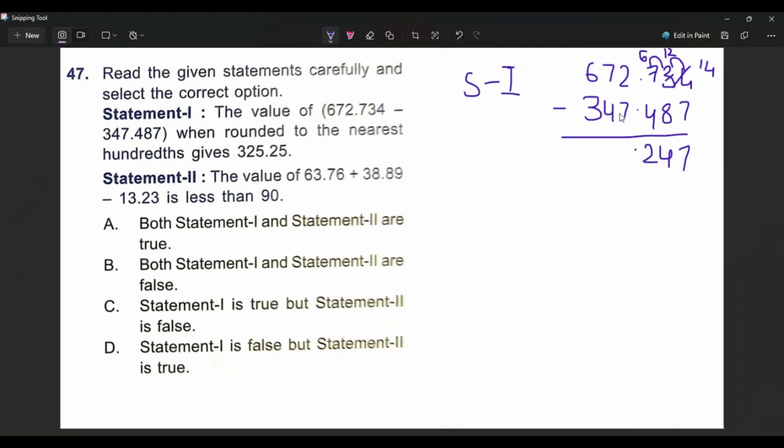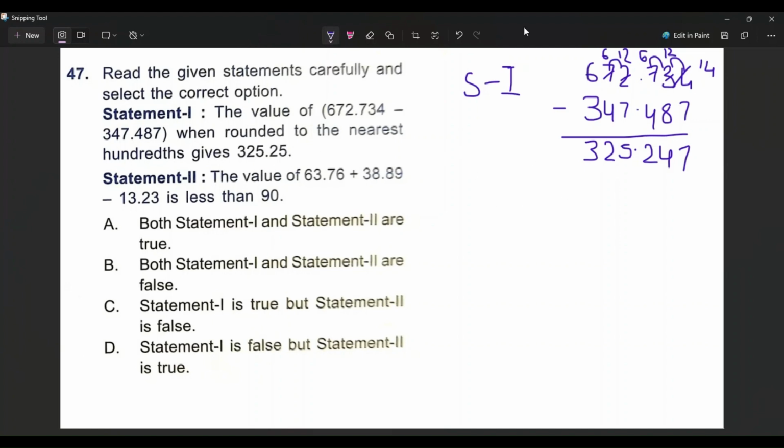Point 2 minus 7 will not go. Take a borrow. It becomes 12. 12 minus 7 is 5. The 1 when borrowed here makes it 6. 6 minus 4 is 2. 6 minus 3 is 3. So we got the answer as 325.247. And not only this, we are supposed to find out whether rounded off to the nearest hundredths it gives us 325.25.